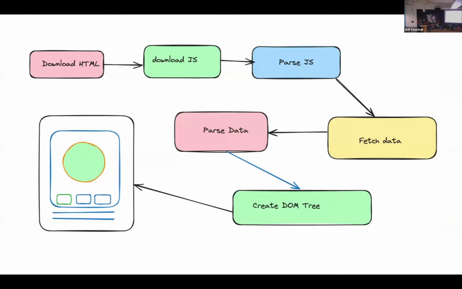So first we download the empty HTML, that is, an empty body HTML inside the browser. After that, the JavaScript will take over and start parsing. It will fetch all the data that we require. Suppose we are fetching the GitHub repositories of a particular username. So it will do data fetching, parse this data, create the DOM tree, and now you will be able to see the content in the browser.